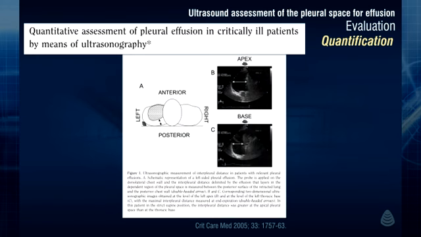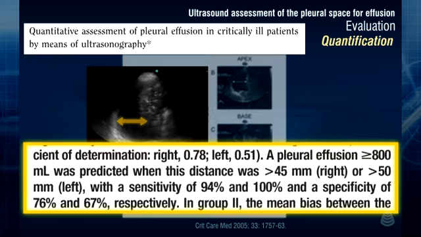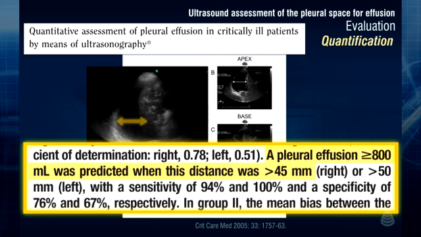Based on the study of Vignon et al., as our interpleural distance on the right is more than 45 mm, we know with a high level of certainty that the pleural effusion is of a volume more than 800 milliliters, and that it is thus very safe to tap it if clinically indicated.